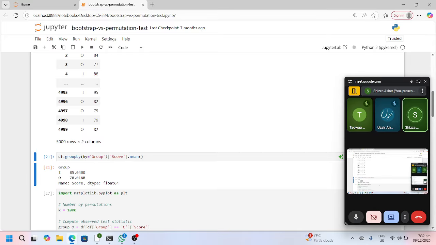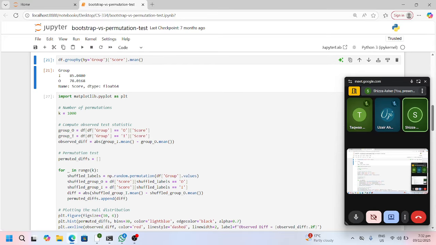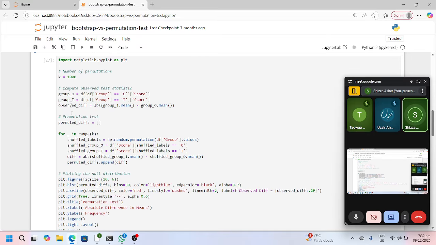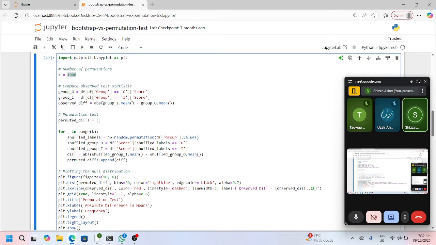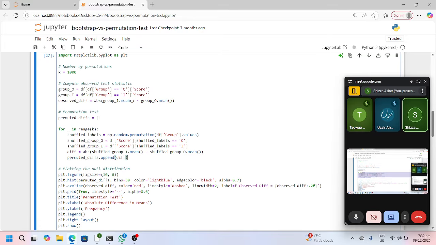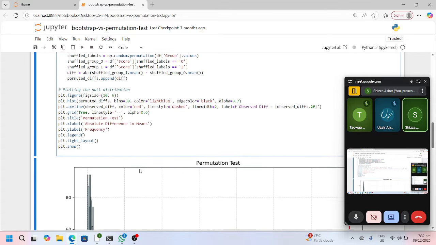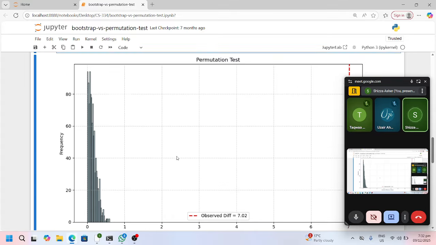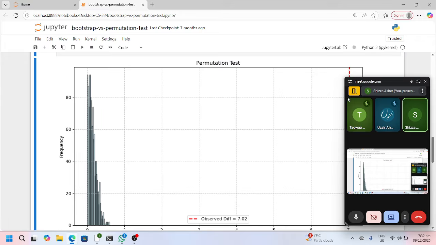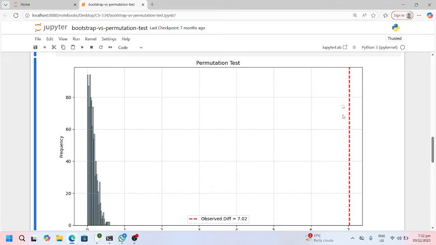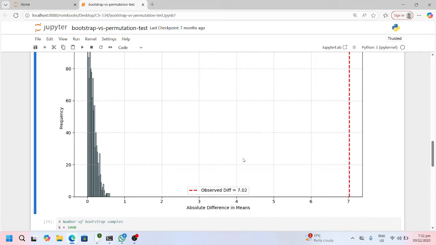That is going to come out to be 7 point something. This is where I run a permutation test. So I generated 1,000 permutations. For each permutation, I use NumPy's permutation function to shuffle the group labels. And then for each permutation, I compute my test statistic. Then I store my test statistic somewhere. Then I make this graph. This is what it comes out to be. And this is very nicely detecting an effect as well, since an effect exists.